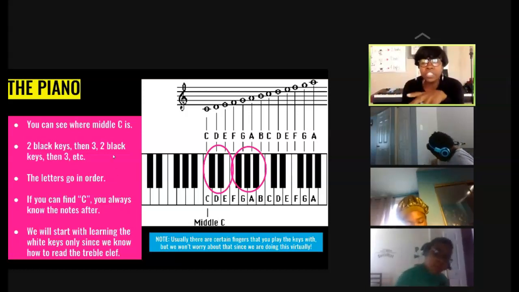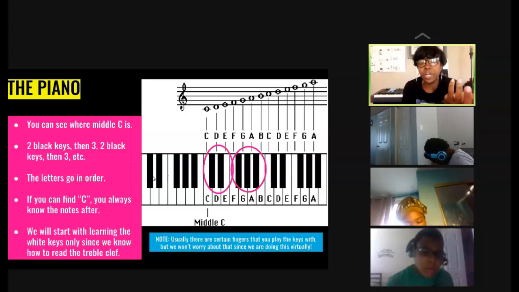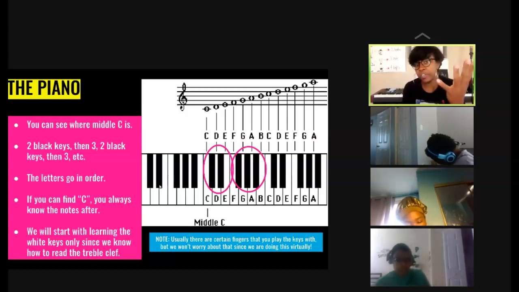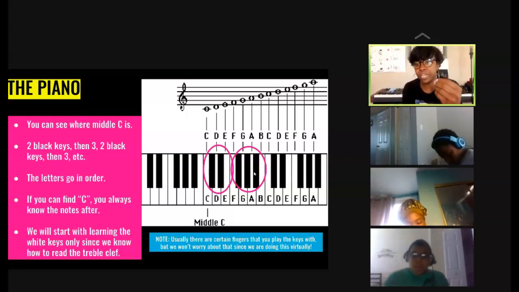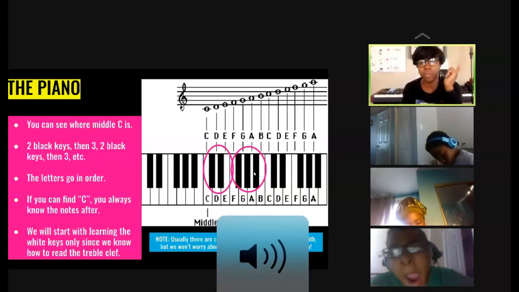Okay? So all he just said was that if we look at the keyboard here, we notice that first of all, it's black and white keys. And all the black keys are in sets of 2s and 3s. And then it repeats again, 2s and 3s. Do you see that, Boo? Can you give me a thumbs up or agree with me?